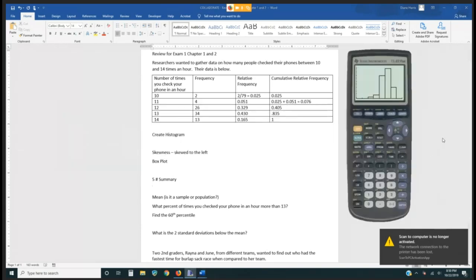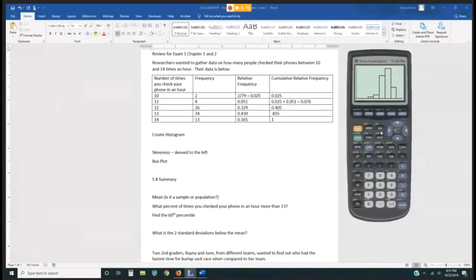Now we want to create a box plot. What we are going to do is go back into second, stat plot. I'm going to go into 1. We want it on. This time we want to go till we get to the box plot. Double check: we want X list in L1 and the frequency in L2. We'll hit graph. So here's our box plot. You could sketch that over here.